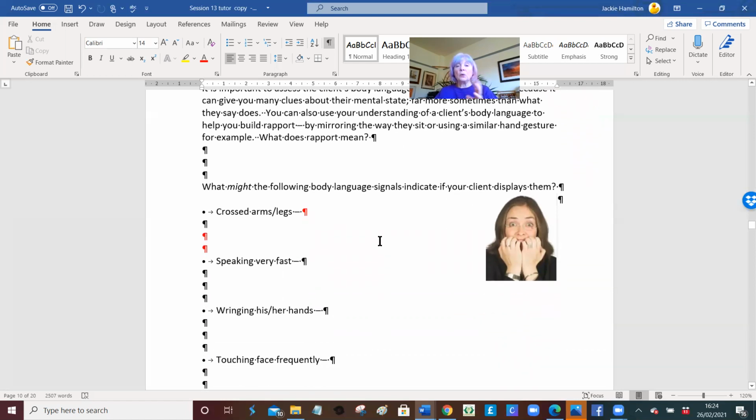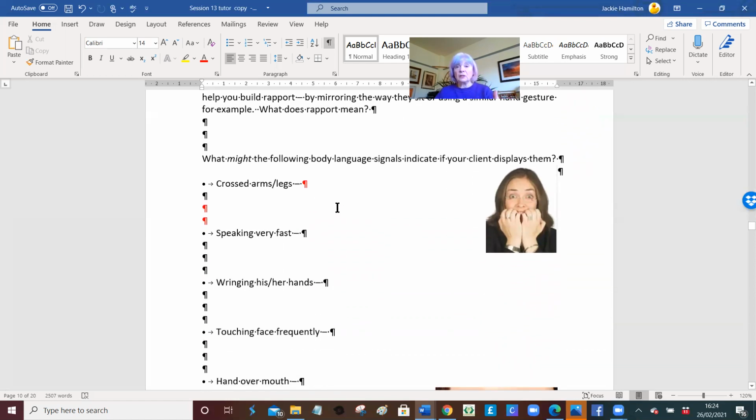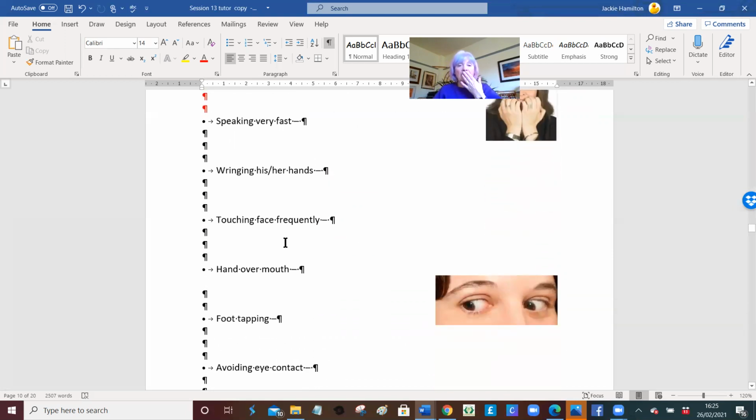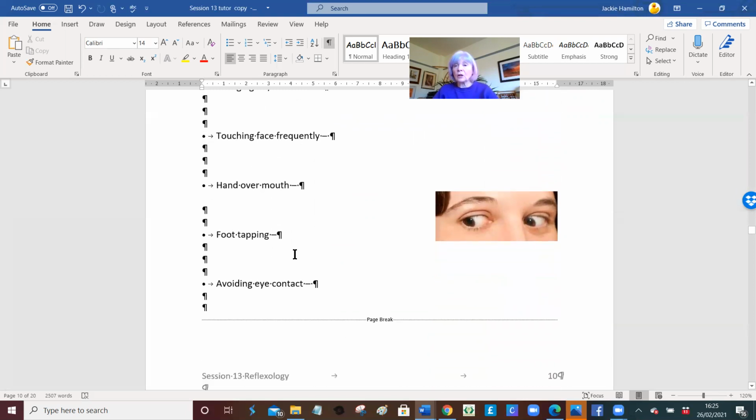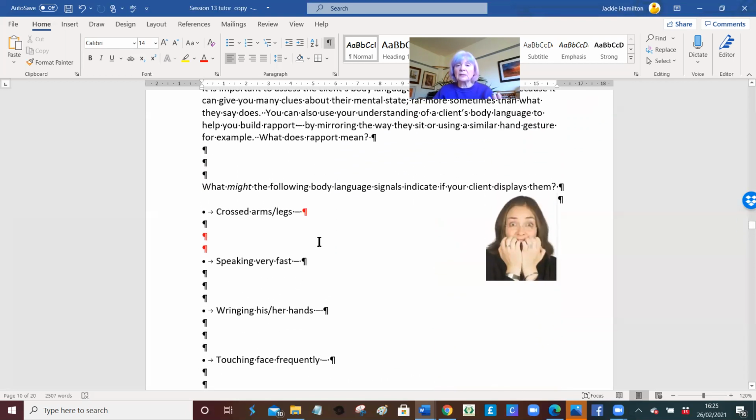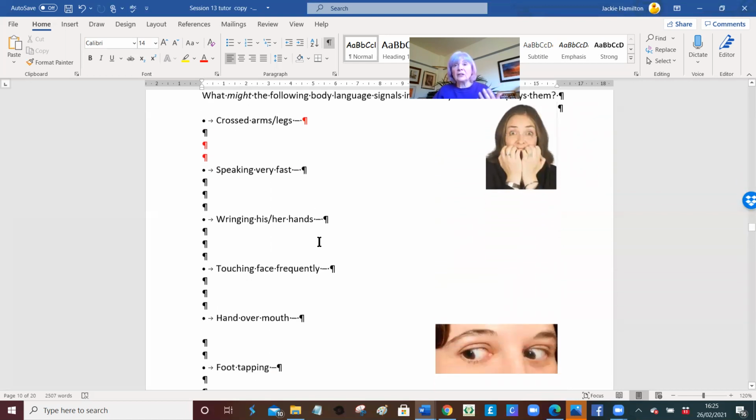So just answer, I know you're going to realize what this is. I don't need to tell you, do I? Crossed arms and legs, either not very happy or they're nervous. This is a protecting mechanism, isn't it? Speaking very fast, another sign of nervous. Wringing their hands, nerves. Touching their face, nervous. Hand over the mouth. Foot tapping, avoiding eye contact. These are all signs that they're nervous.